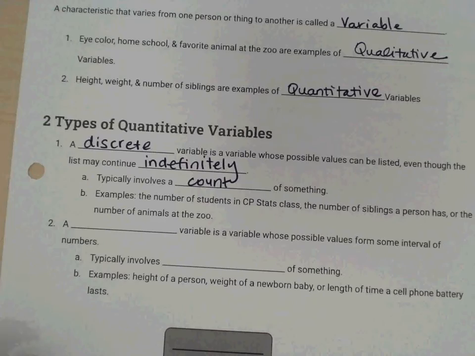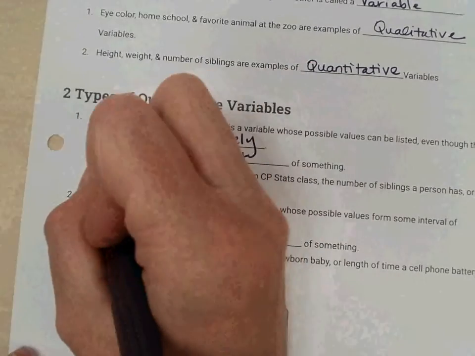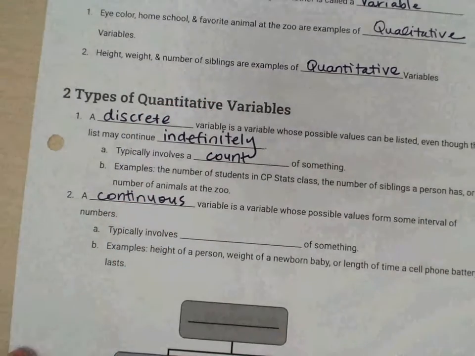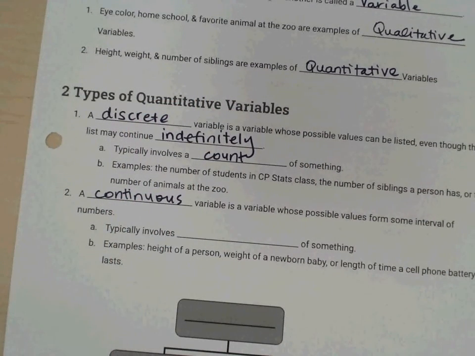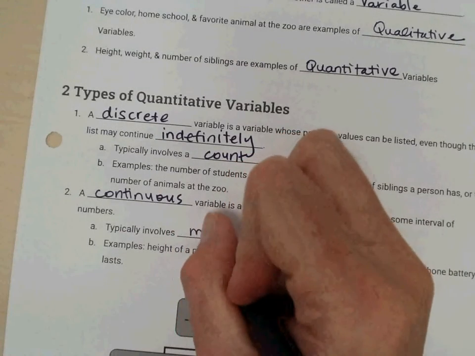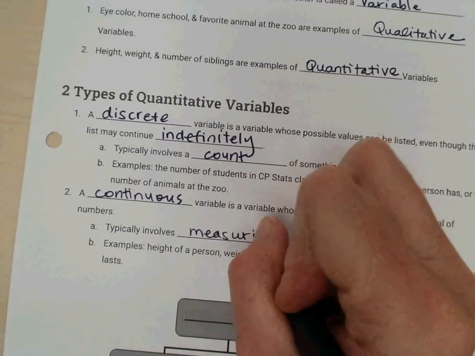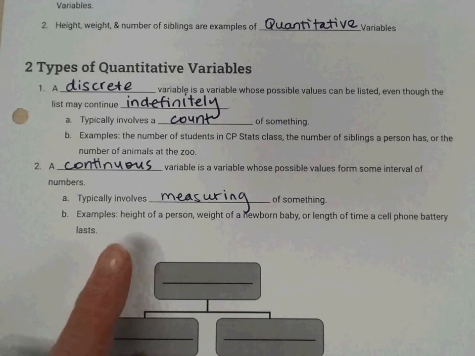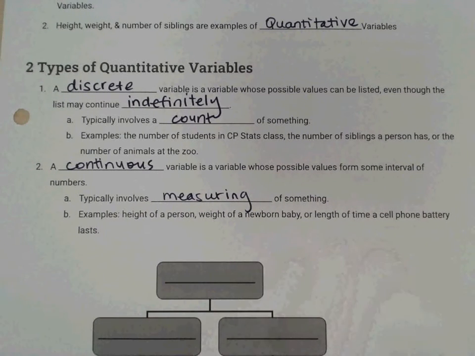So the other type of quantitative variable is a continuous variable, and it's a variable whose possible values form some interval of numbers. So it typically involves measuring. Measuring of something. So that could be the height of a person is the measurement, the weight of a newborn baby, or the length of time a cell phone battery lasts. So you have height, you have weight, you have time. Those are pretty much your typical continuous variables.